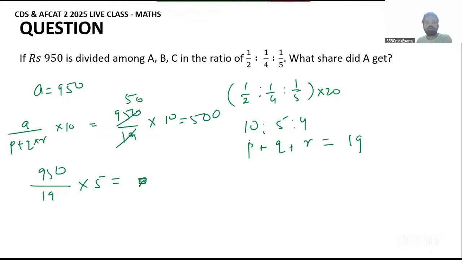So in the second case, how much will it become? 250. So in the last case, 950 upon 19 into 4. So it will be 200 only.